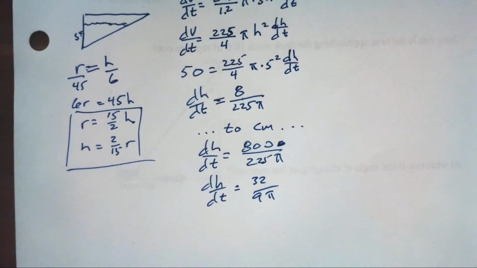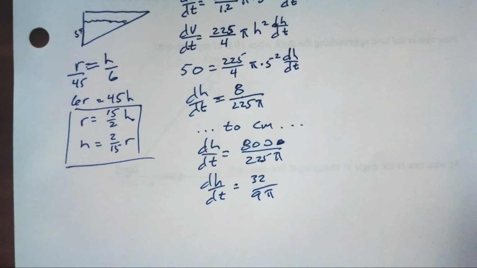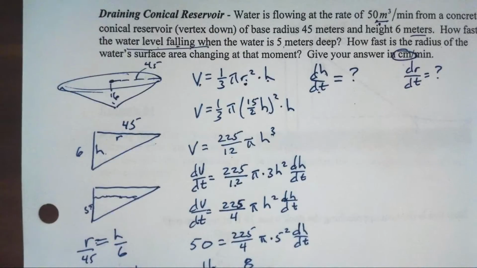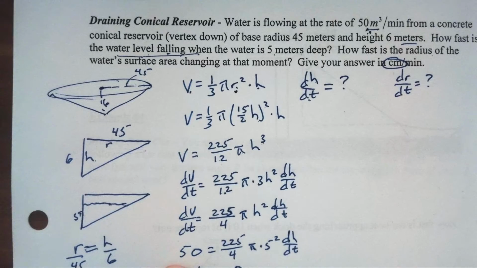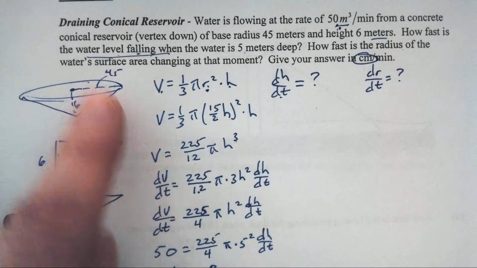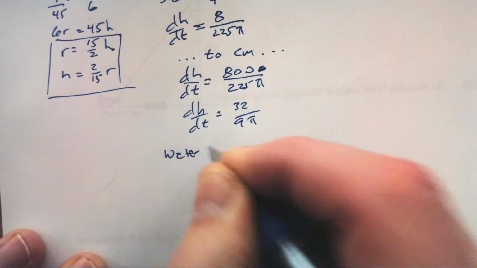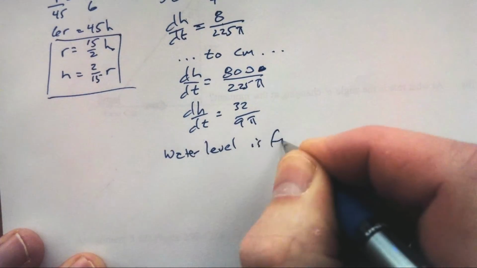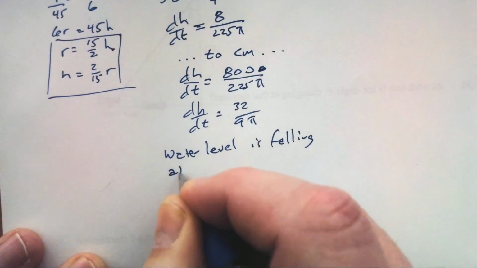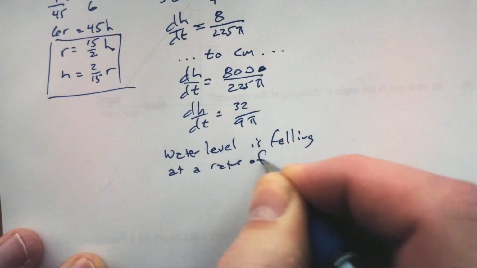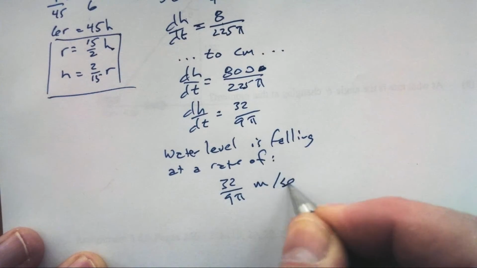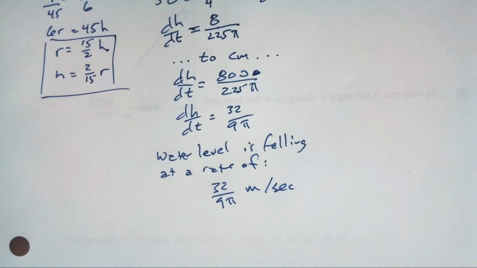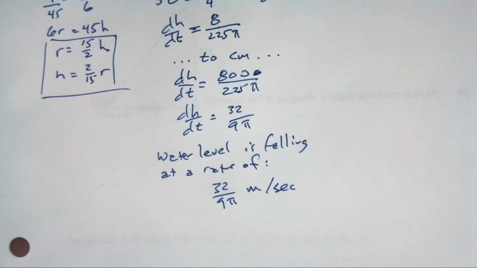Now, really important that we answer this correctly. If it said, how is height changing? Our height is changing at a rate of negative. That's what would have happened if we had the negative in for the 50. But we can't just rely on that. We have to read the question. How fast is the water level falling? So that's taking the negative into account. The water level is falling at a rate of 32 on 9 pi meters per second. Okay, that is one of the questions asked.